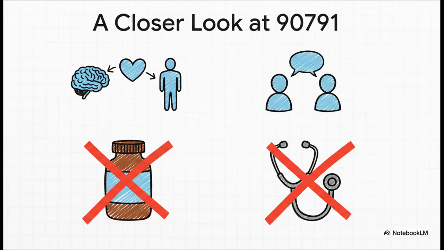So let's zoom in on 90791. This code covers that whole biopsychosocial assessment we talked about. It can even include talking with family or ordering some studies. But, and this is the big one, there's absolutely no medication management and no physical exam. If you read the note and those two things are missing, you're squarely in 90791 territory.